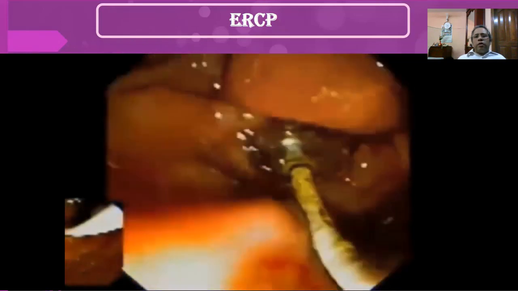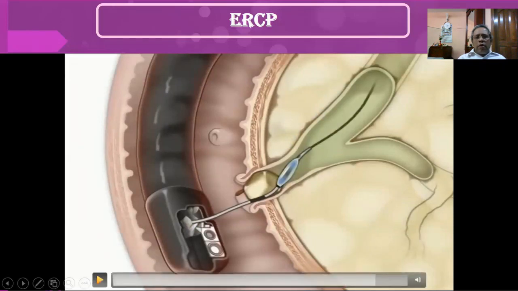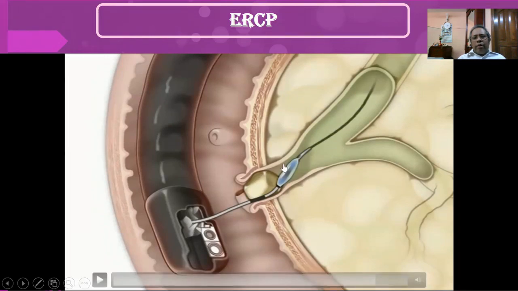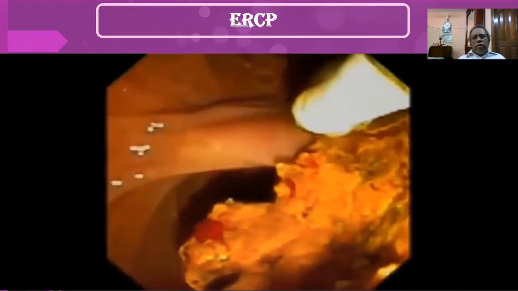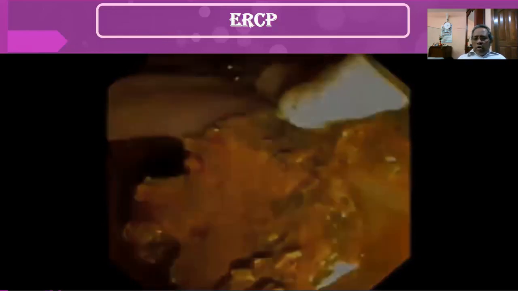The stone retrieval balloon is shown here in the lumen of the duodenum. The deflated balloon is advanced into the bile duct and positioned above the most distal stone. Look, the collapsed balloon is passing beyond the stones. We are looking at the fluoroscopy X-ray. Then inflate the balloon, then pull it out. The balloon is then inflated and used to sweep the stone out of the duct. The retrieved stone is shown in the lumen of the duodenum. So this is about the ERCP.